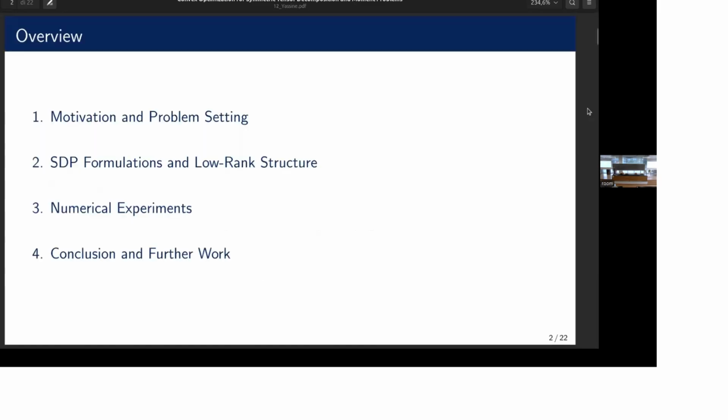This talk is organized as follows. I'm going to start with the motivation and the problem setting of the tensor decomposition problem. Then I'm going to present the SDP formulation and the moment formulation for this, and also show the low-rank structure of this problem. Then I'm going to present some numerical results and finish with conclusion and insights on future work.